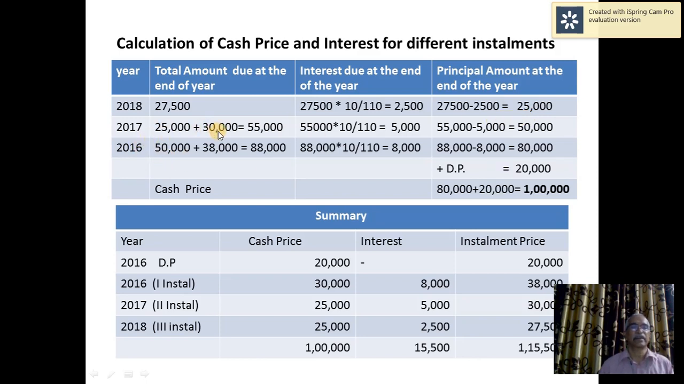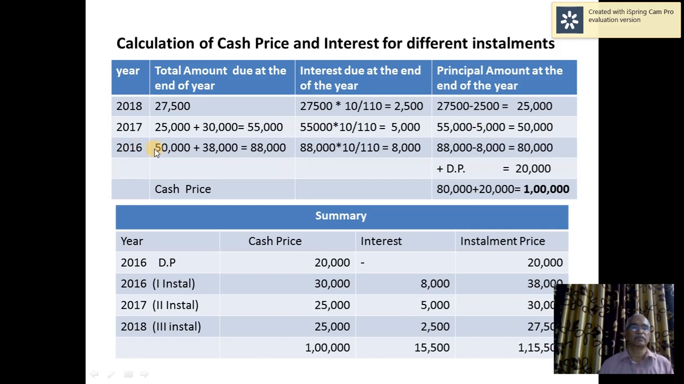That 25,000 is taken here. To that you add 2017's installment amount, that is 30,000. So 25,000 plus 30,000 will be 55,000. As I mentioned, this includes the second year's interest also, 2017's interest. Therefore 55,000 into 10 by 110, so you get 5,000. From 55,000, if you deduct 5,000, you will get the balance 50,000. So this will be recorded here.